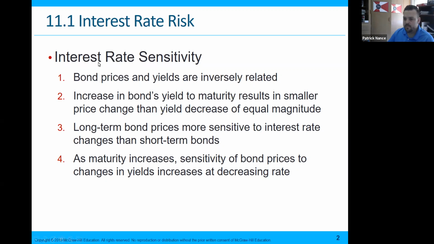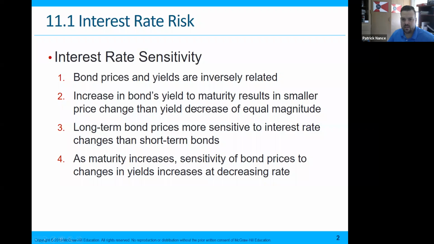There are observations that have happened over the years about bonds, what their relationships are, and how they react to different elements of the market. First, interest rate sensitivity: bond prices and yields are inversely related. That means as yields go up, prices go down and vice versa. So that's an inverse relationship.